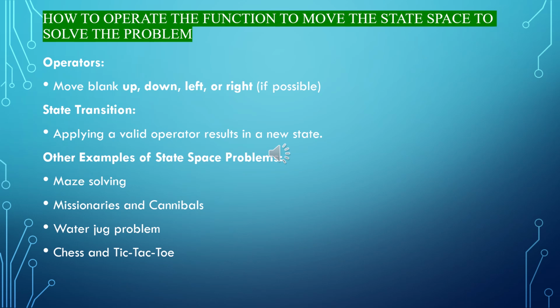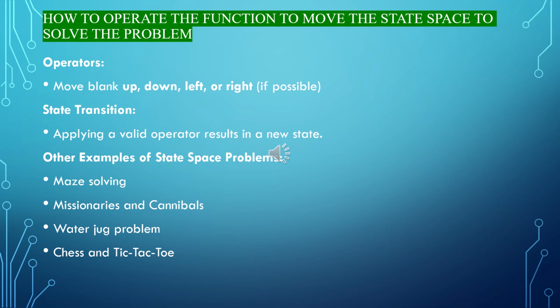So how do we operate the function to move in the state space to solve the problem? Okay, what are the operator functions? You're going to solve the SSR. So operators are nothing but moving the blank up, down, left, right. We saw one diagram in the previous box. You're going to sort out these possible outcomes, and then state transition is nothing but applying a valid operation to result in a new state. So that means from the initial state you're going to reach the new goal state. That is called applying the operations to result in the new state.